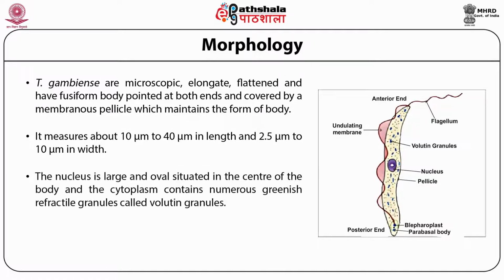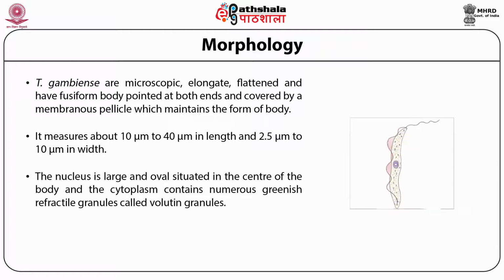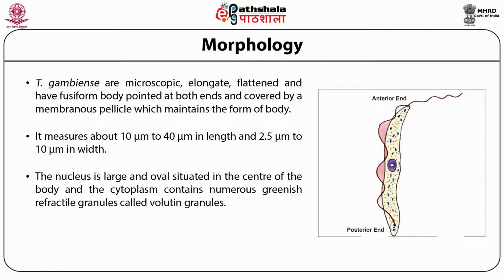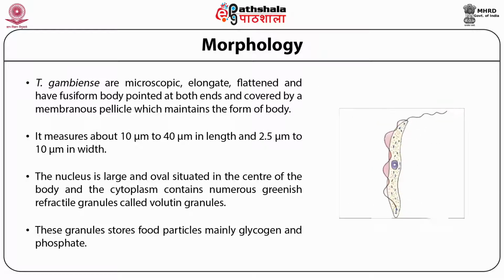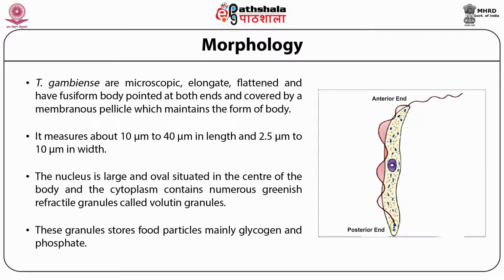The nucleus is large and oval, situated in the center of the body, and the cytoplasm contains numerous greenish refractile granules called volutin granules. These granules store food particles, mainly glycogen and phosphate. At the base of the flagellum is located the basal granule, close to which is another granule, the parabasal body.